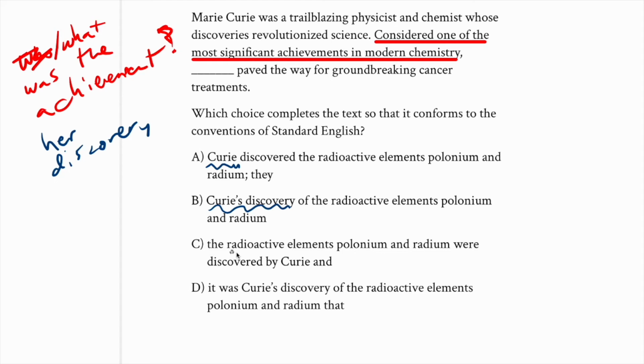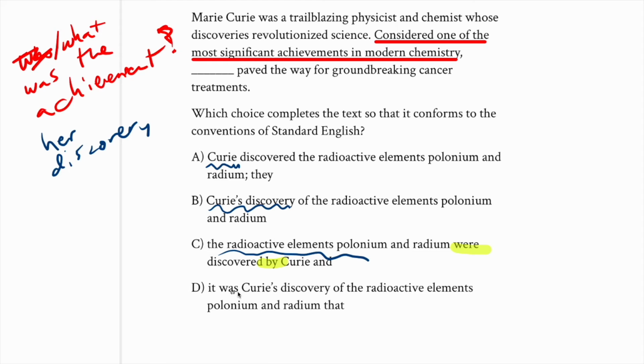C says, "the radioactive elements, polonium and radium, were discovered by Curie." Okay, so a couple of things here. We've got the passive voice, and we've got the wrong noun at the beginning. And so those two things tend to go hand in hand. So the elements weren't the achievement, and she wasn't the achievement. Her discovery of the elements was the achievement. And so that one's going to be incorrect.